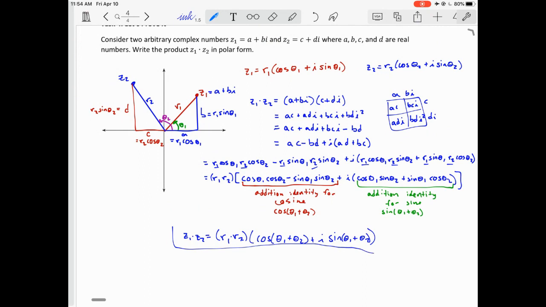And that's that relationship that we just noticed on the other side. We have now proven it for any complex number because we chose two arbitrary ones that could be anything.